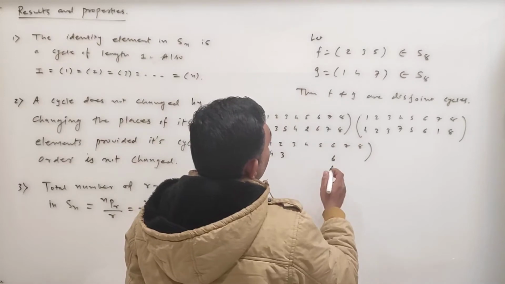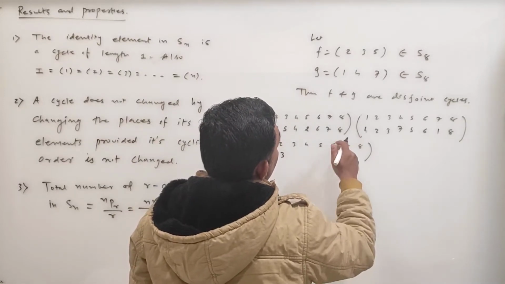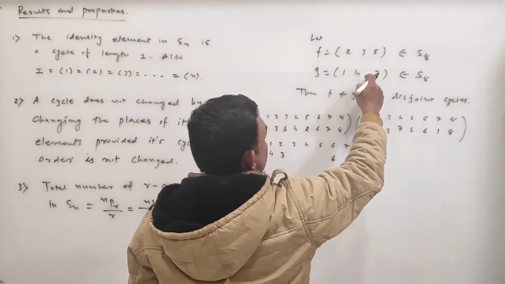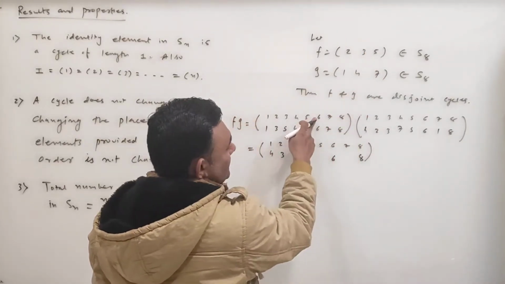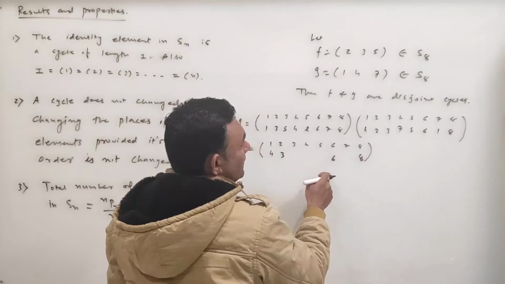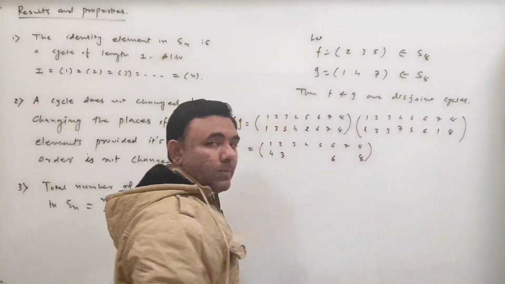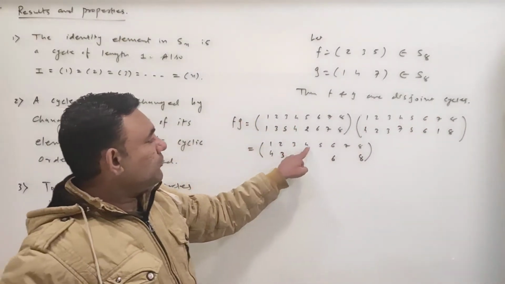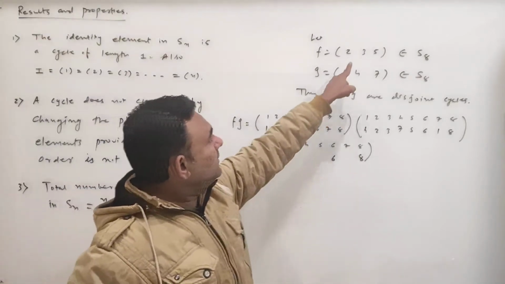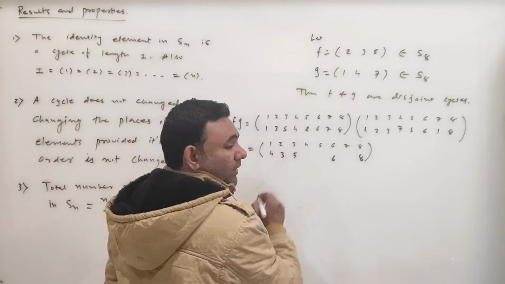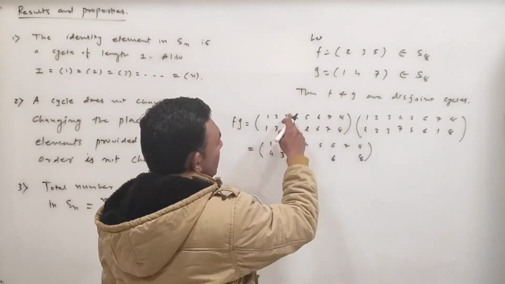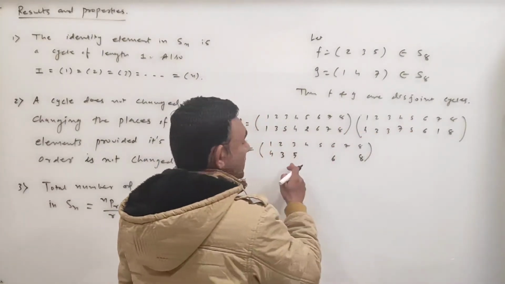Now similarly, what is the next remaining? 8. So 8 is not here, 8 is not here, so 8 goes to 8. And let us verify. Here 6 goes to 6, 6 goes to 6, 8 goes to 8, 8 goes to 8. Now what about 3, 4, 5? So where is 3? 3 is in F, so 3 goes to 5, so I will directly write here 3 goes to 5, and you can verify also. 3 goes to 5 and 5 goes to 5, so it is 5.